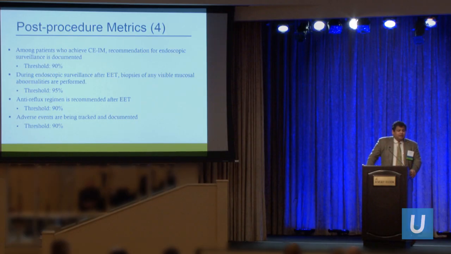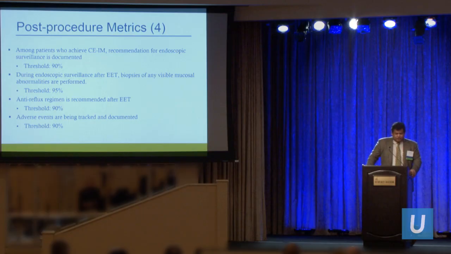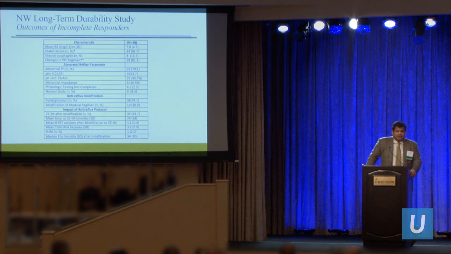And then once you've gotten rid of it, you need to continue surveillance because we do know that there's a risk of it coming back between 8 and 13%. A lot of it's dependent on whether you control the reflux or not. So it's important to continue their anti-secretory medications. During surveillance for EET, you should biopsy any visible lesions you see during the follow-up. They should be on an anti-reflux regimen, and you should track your adverse events. And you should all do that between 90 and 95% of the time.